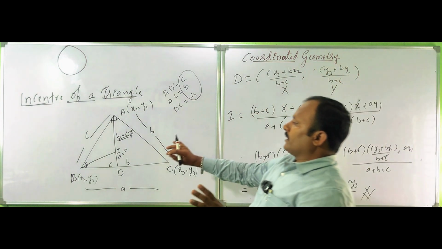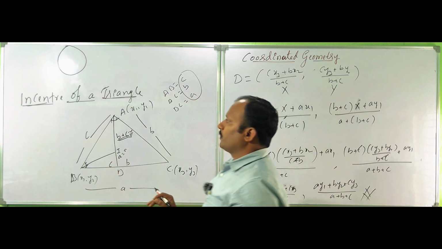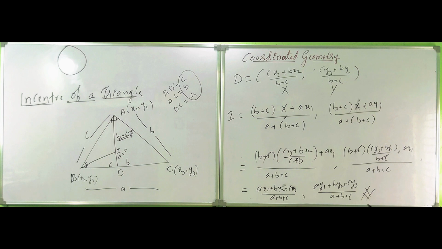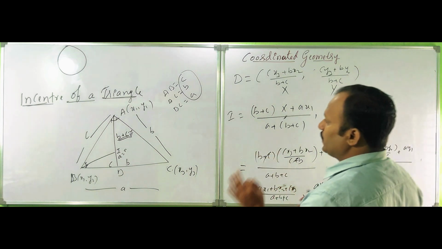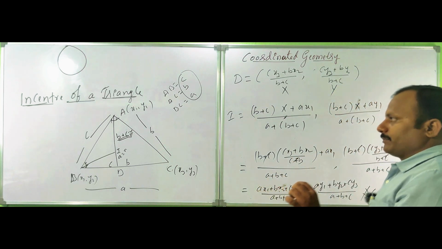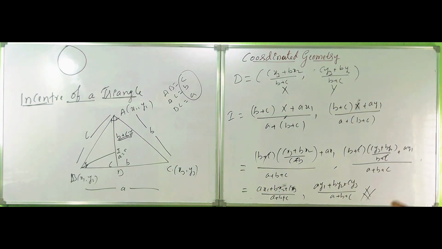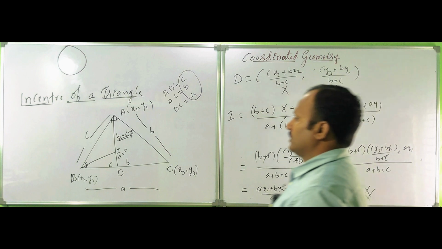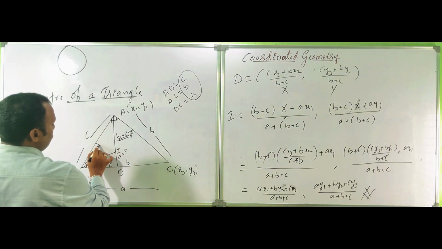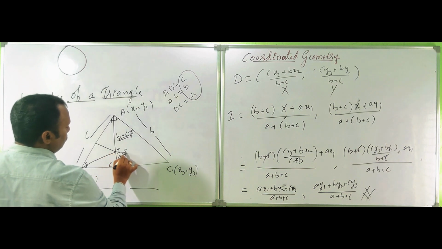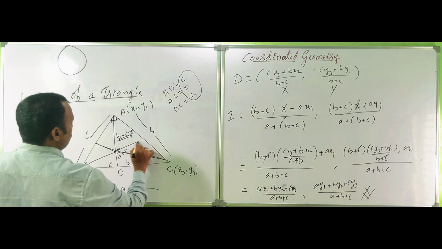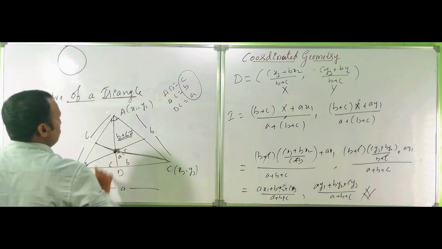This is the Incentre. The Incentre is the point of intersection of any two internal bisectors. You can also draw this one here. This is the Incentre.